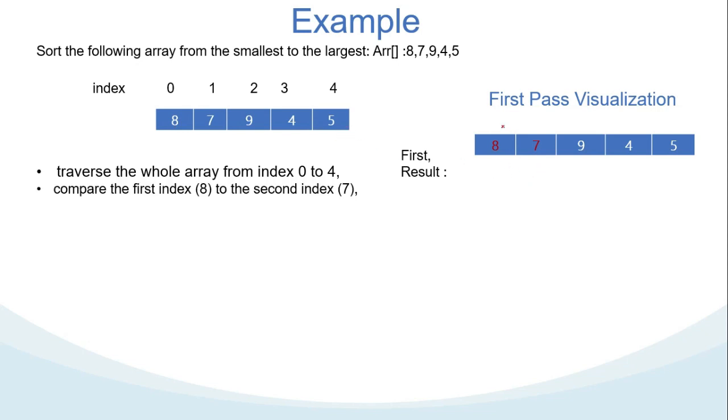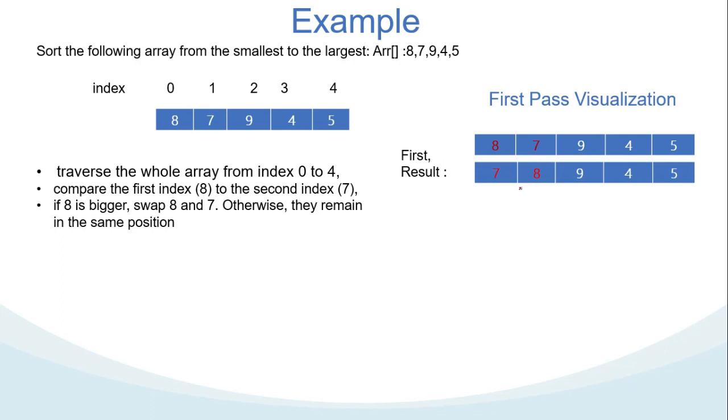So in the first pass, we start reading from the first index. We compare the first index to the second index. If the first index is bigger, then we swap the position since we want ascending order. Otherwise, they remain in the same position. So from this, here is the result.